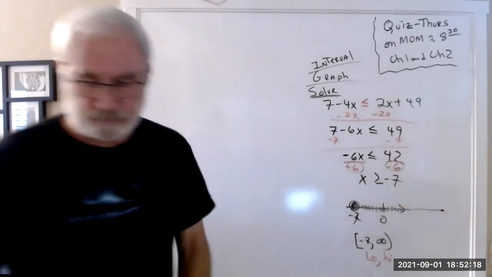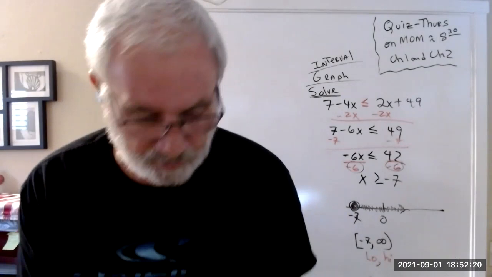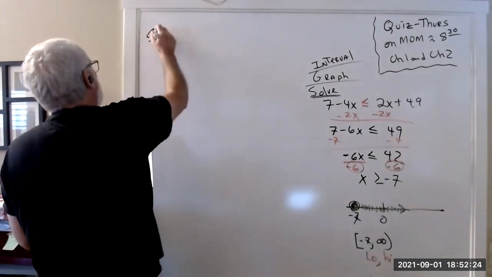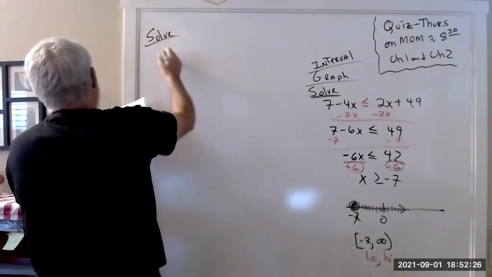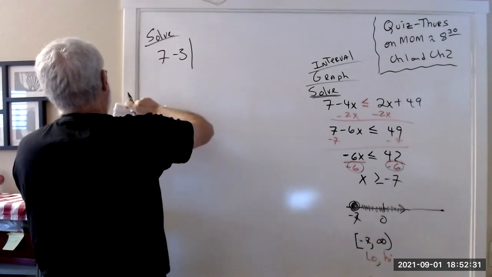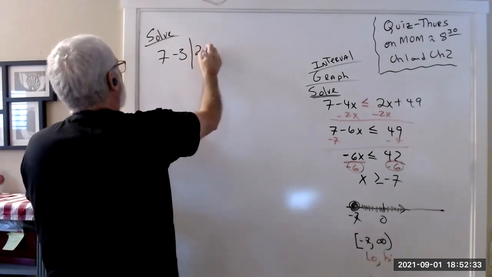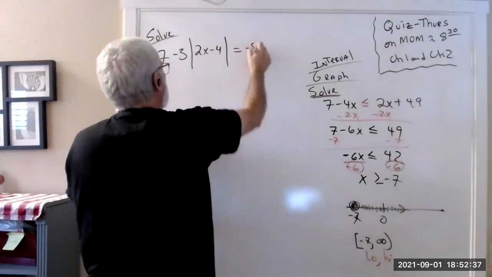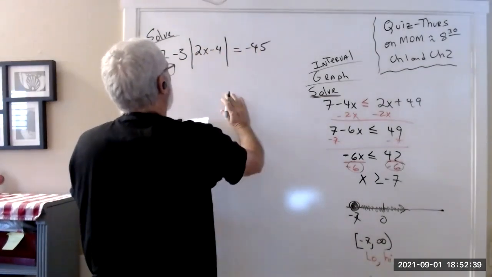try this problem. This is another thing we talked about yesterday. I want you to solve this absolute value problem. 7 minus 3 absolute value of 2x minus 4, close absolute value, equals -45.